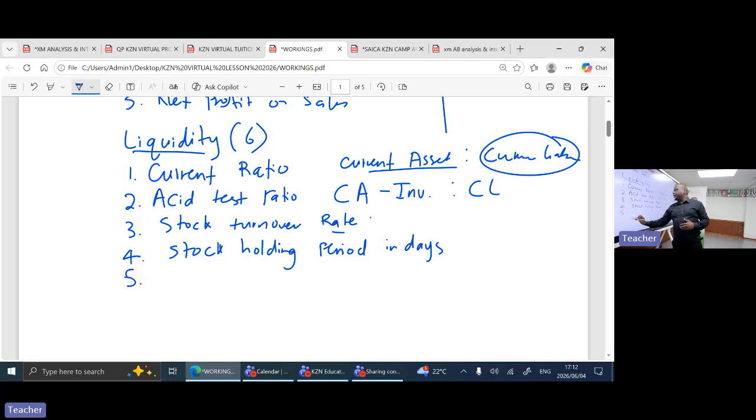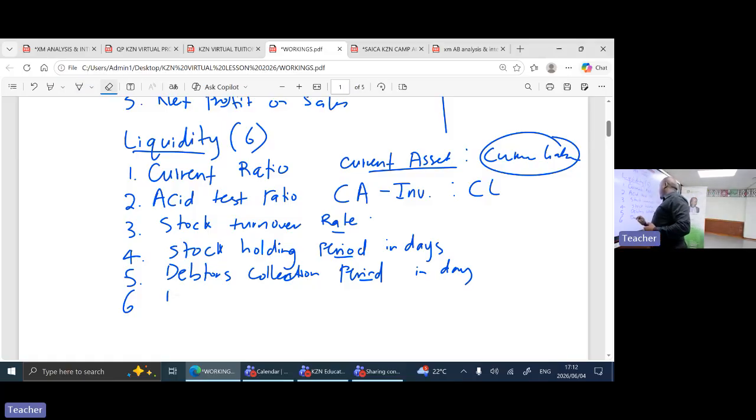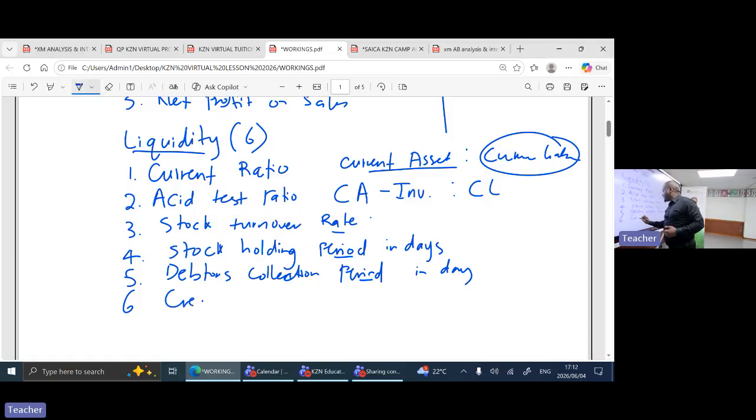And then number 5, we have the debtors collection period. Remember, sometimes we give our debtors 30 days to pay. We want to test here if our debtors are complying with our credit terms. So the debtors collection period should be in days. If you say period, then your answer should be in days. And then number 6, which is the last one, will be the creditors payment period.